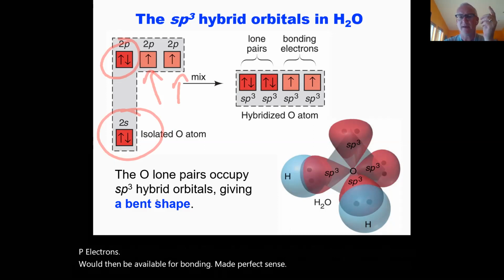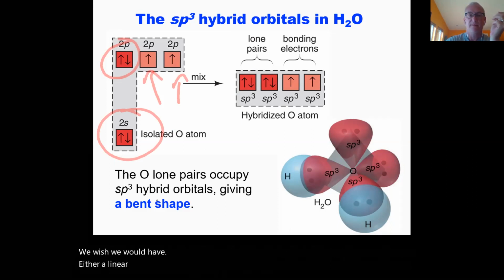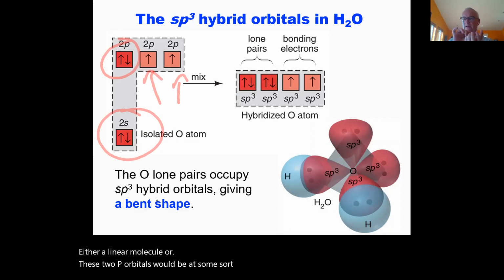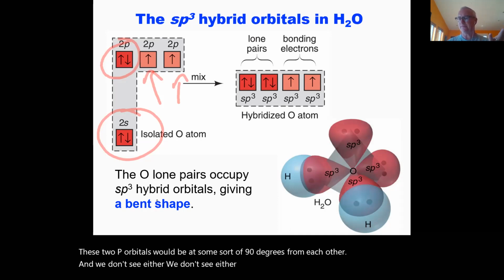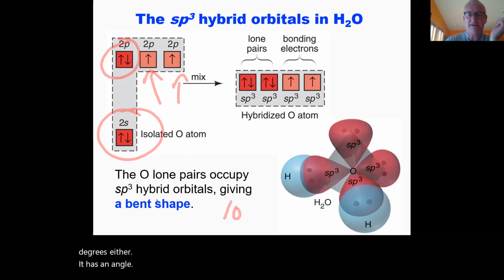However, we remember that if that were the case, we would have either a linear molecule, or these 2p orbitals would be at some sort of 90 degrees from each other. And we don't see either one of those. It's not linear, and it's not at 90 degrees either. It has an angle of around 106. So where does that come from?